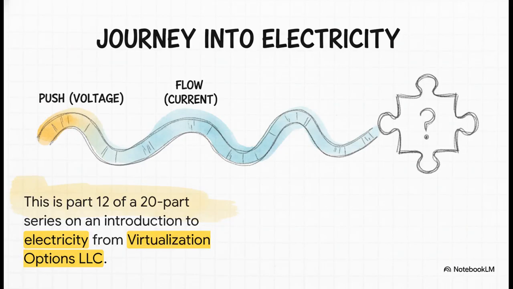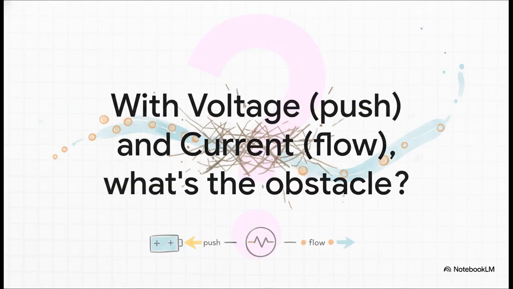All right, so this is part 12 of our big 20-part series on electricity from Virtualization Options LLC. Now, so far, we've talked about the push, that's voltage, and we've covered the flow, which is current. But there's this third piece of the puzzle, a really crucial one. The obstacle. So let's really think about this. We've got two of the big three down.